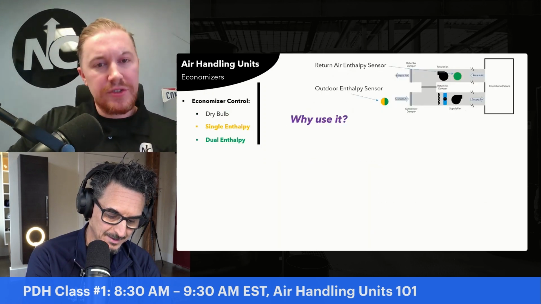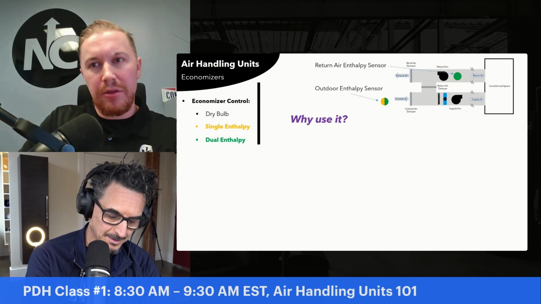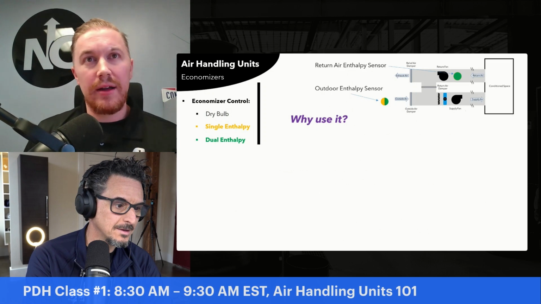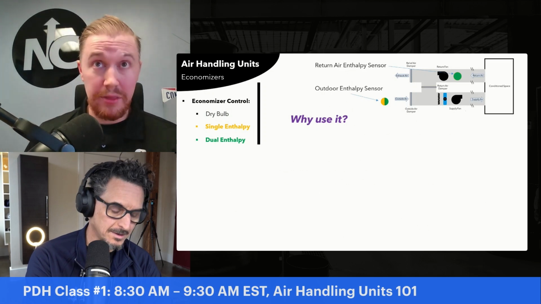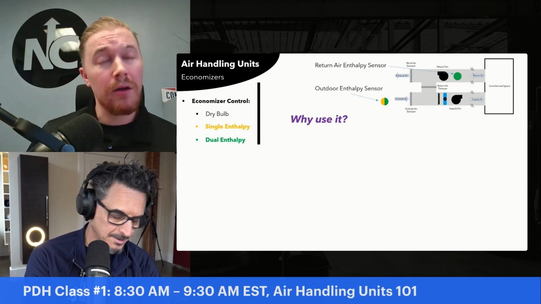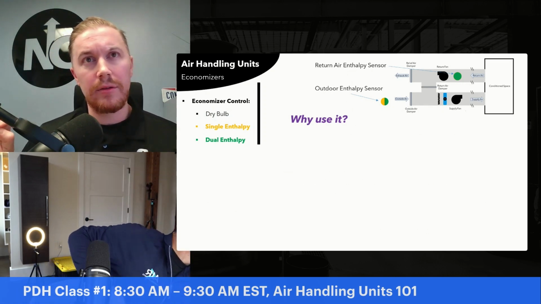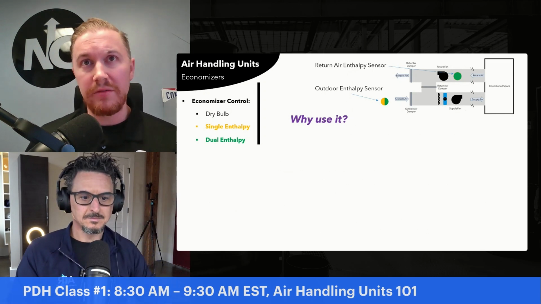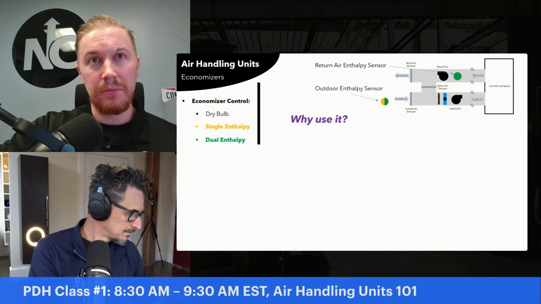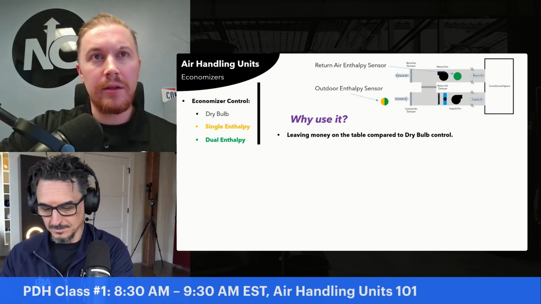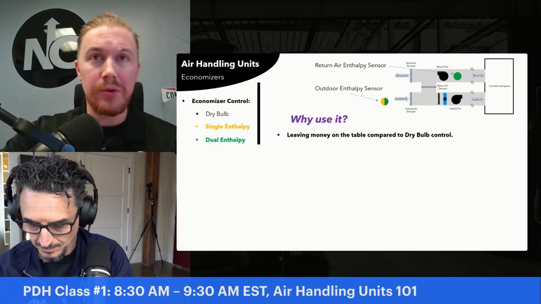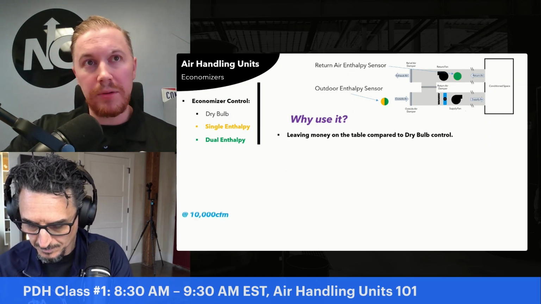Okay, so single enthalpy and dual enthalpy. What are they and why use them? These are scenarios in which we either have two enthalpy sensors, dual enthalpy, one in the return pathway ductwork and one in the outdoor air, or we simply have an enthalpy sensor in the outdoor air environment and canned data in the controller to compare to. But why are we potentially using enthalpy control? Because we're leaving money on the table when we compare it to dry bulb control.